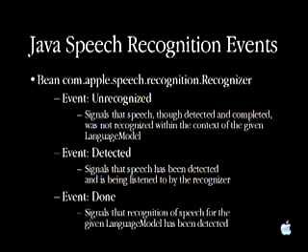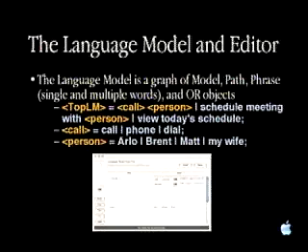Another event that you can listen for is the detected event. That just means someone has started to speak, but the recognizer has not yet completed recognizing what they said. They are not done saying what they're saying. And the other event is the done event. This means that the recognizer actually recognized what they said, and it can tell you exactly what that was. So, language model and editor.